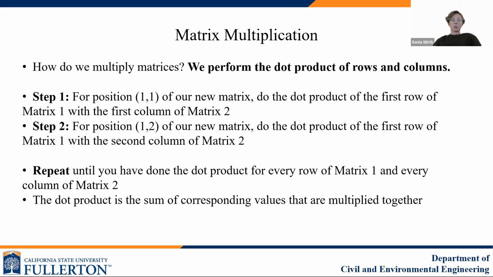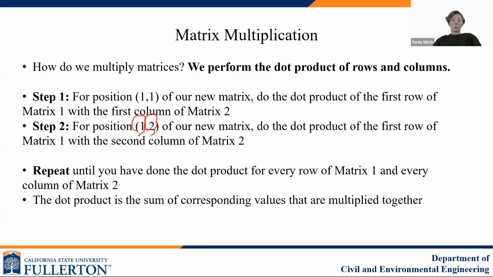For position 1, 2 of our new matrix, do the dot product of the first row with the second column. You see how this number changes? It is now the second column. But since we're still in the first row, this 1 is going to stay the same. That is the pattern for doing matrix multiplication.